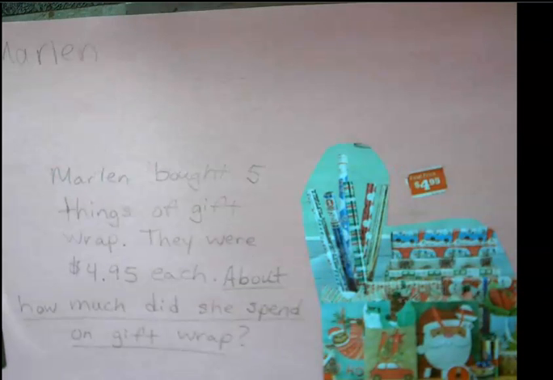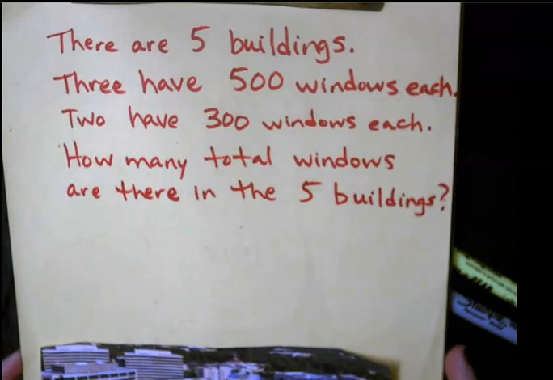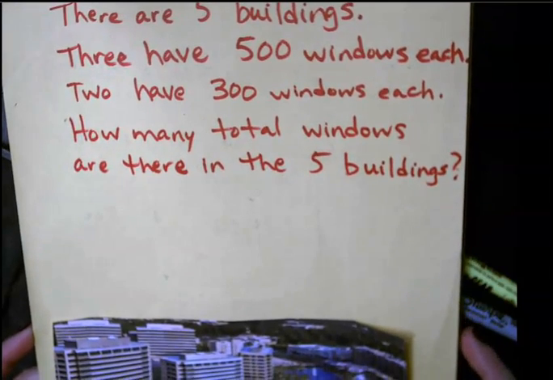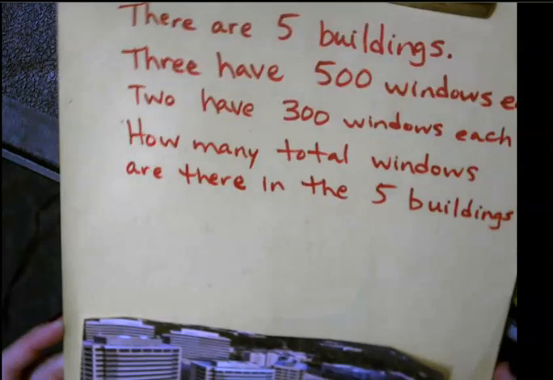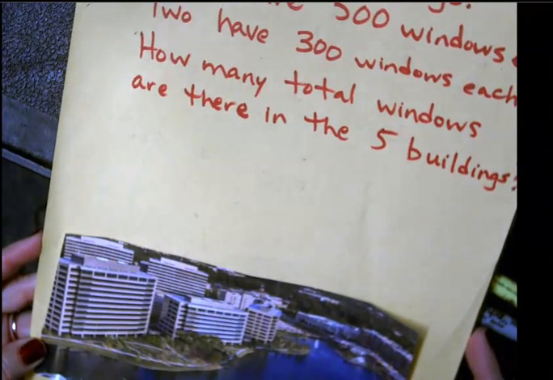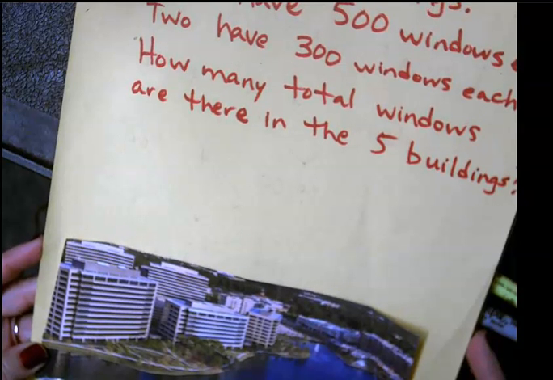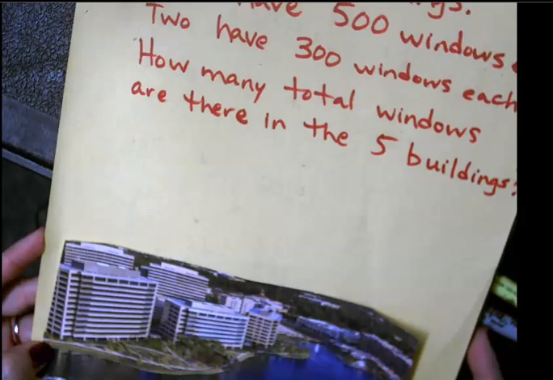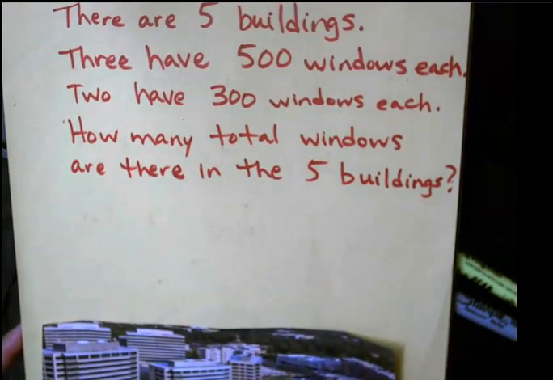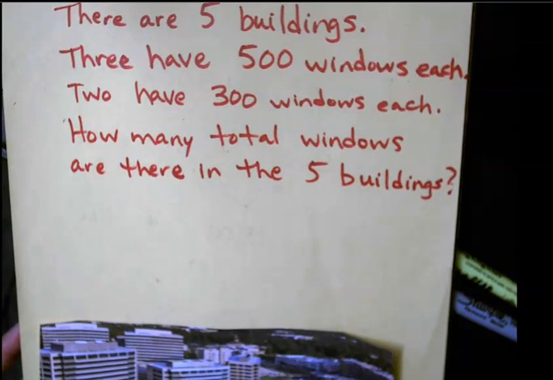Thank you, Marlen. All right, now we're going to check out this problem by Juan. There are 5 buildings. 3 have 500 windows each. 2 have 300 windows each. How many total windows are there in the 5 buildings? Okay, let's read that again. There are 5 buildings. 3 have 500 windows each.